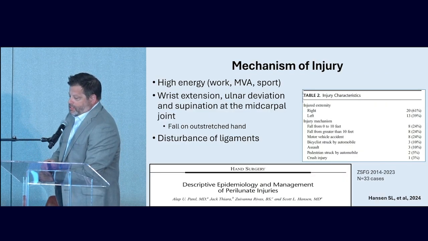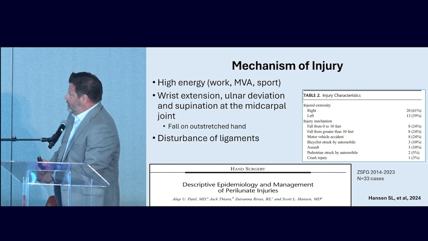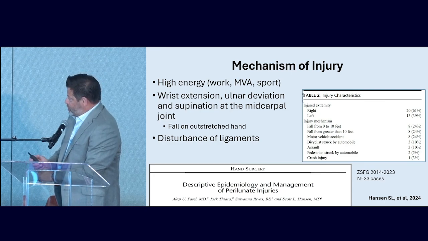So as I mentioned, this is a high-energy injury. We looked at our data, which I'll refer to a couple of times in the presentation, that we wrote up last year. You see our patient population of 33 patients that we treat at the General Hospital, largely from falls, motor vehicle accidents, bicyclists struck by automobile, assault, and a variety of things. But these patients suffer this injury: a fall on the outstretched hand, with wrist extension, ulnar deviation, and supination at the mid-carpal joint, where you get the disturbance of the ligaments.